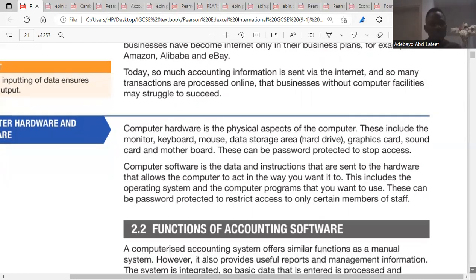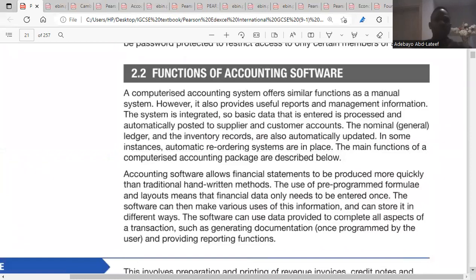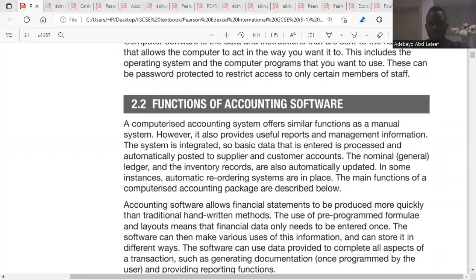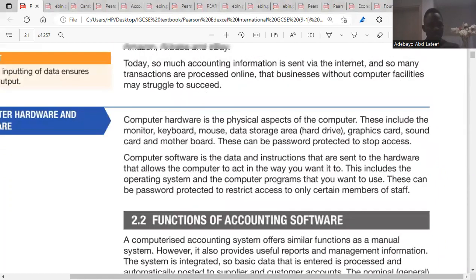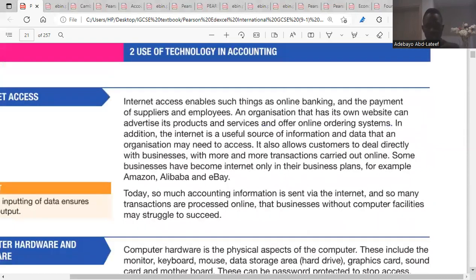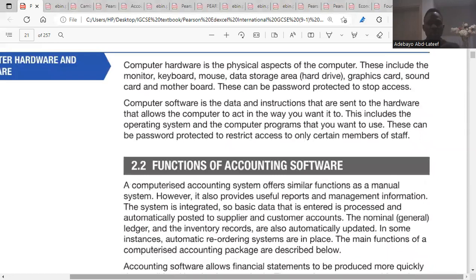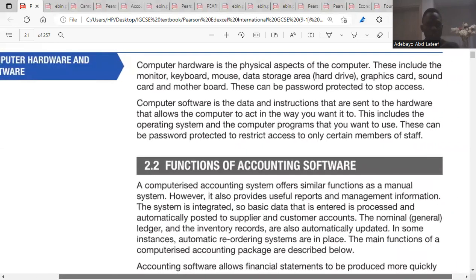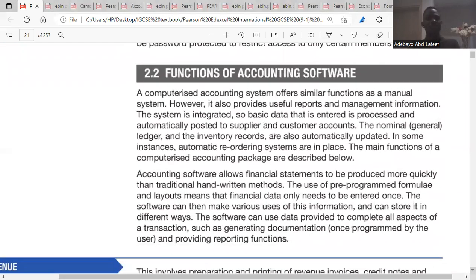Good. So we'll go to functions of accounting software. Scroll down. Is it page 13? Online bank accounts and apps. No, not online. Functions of accounting software, 2.2. Can you find that? Computer hardware and software. Okay, can you find that now? All right, so for functions of accounting software, I wrote.